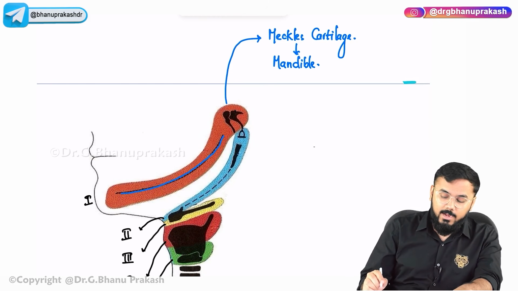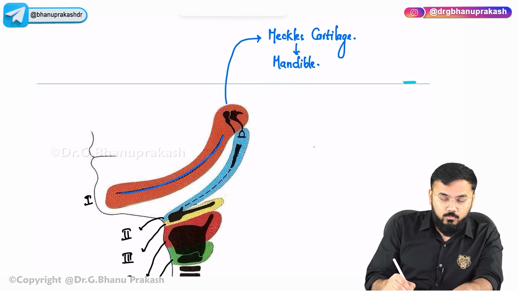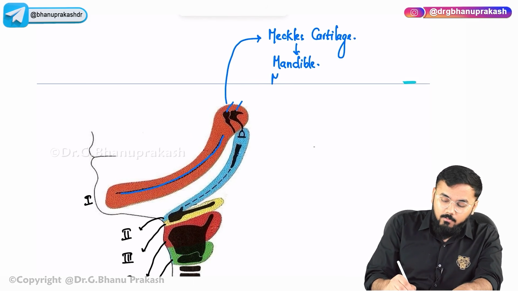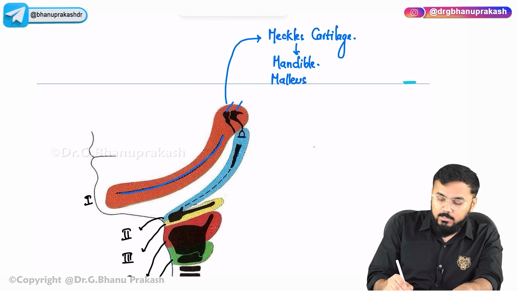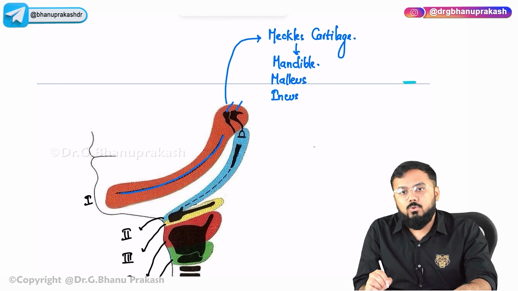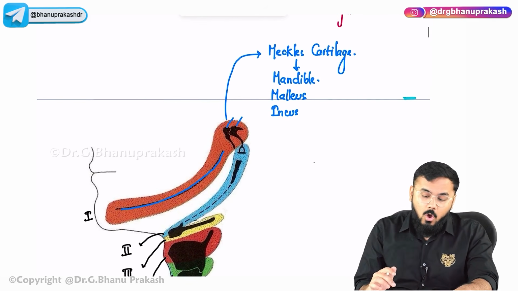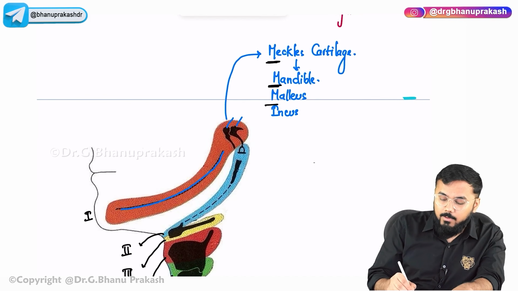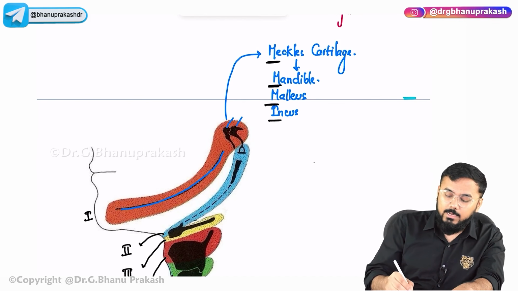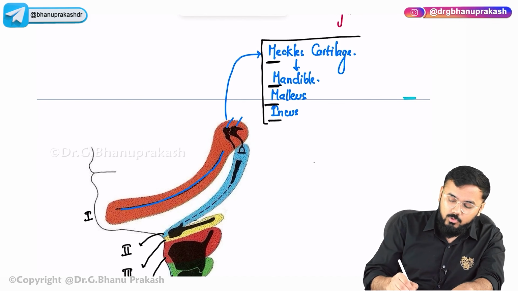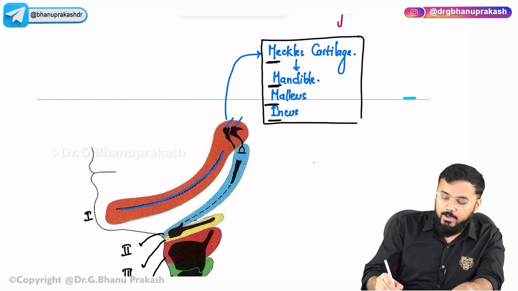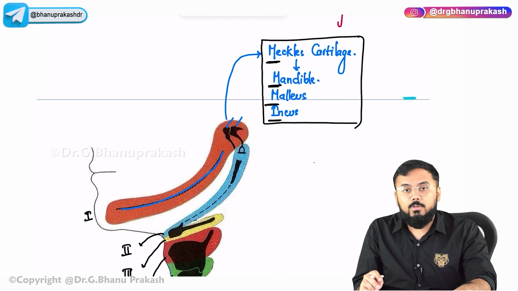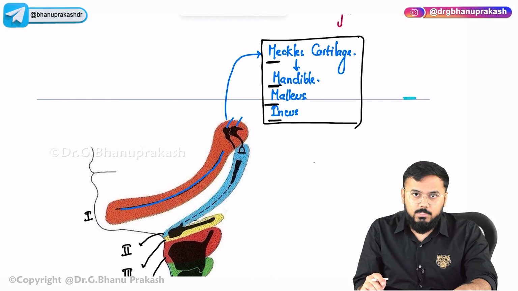Okay, after that you will have 2 important bones. What are those 2 important ear ossicles over here? See, what is this one and this one? One is called as malleus, another one is called as incus. So all M's, okay, M for Meckel's cartilage, M for mandible, M for malleus and I for incus. So majority you have got the M's. All these are derived from what? They are derived from the first arch.